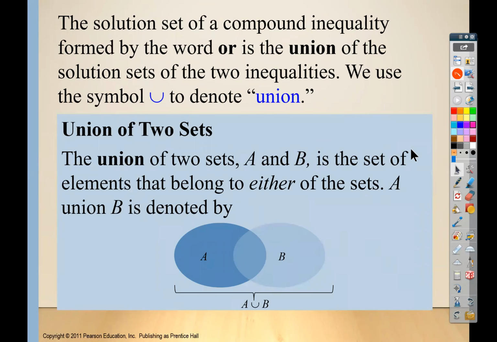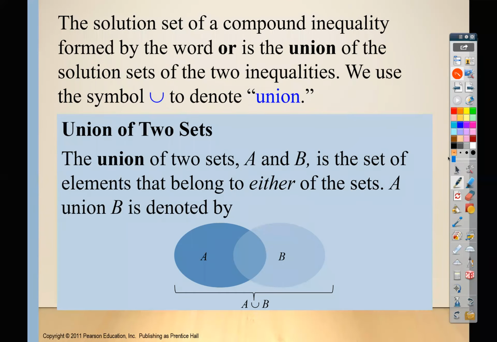All right, the solution set of a compound inequality formed by the word or is the union of solution sets of the 2 inequalities. We use this symbol to denote union. So the union of 2 sets is everything that belongs to either set. Not both, like, it's not what they have in common, it's just everything they have.